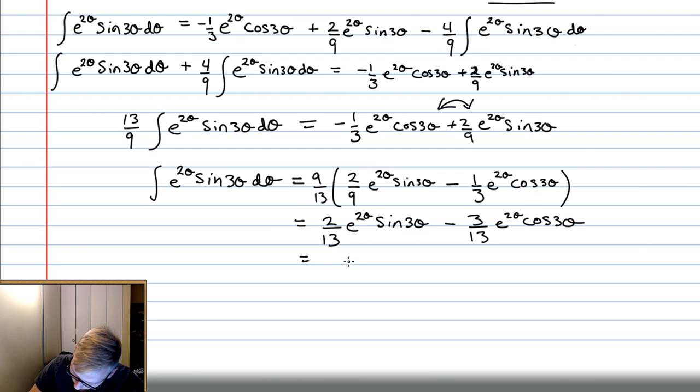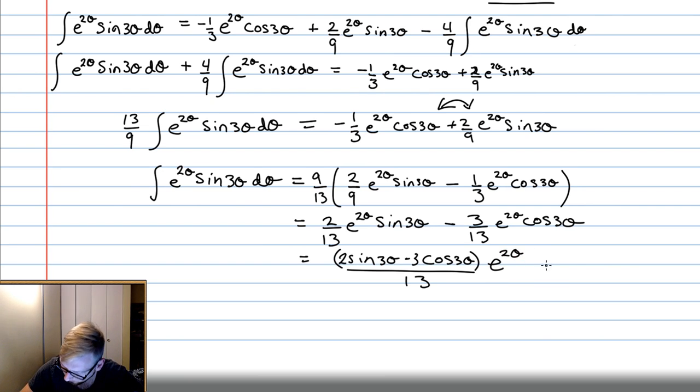How should we write it? Sine 3 theta minus cos 3 theta over 13. Oh, I forgot to add in the numbers. Silly brains. 2 sine minus 3 cos, e to the 2 theta. And then you've got to add a constant. And that's probably the answer, unless I screwed something up.